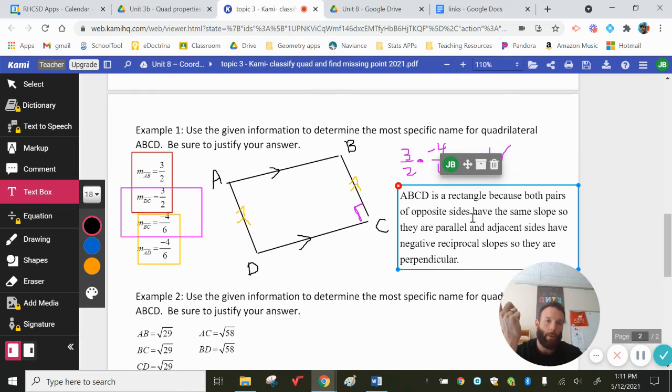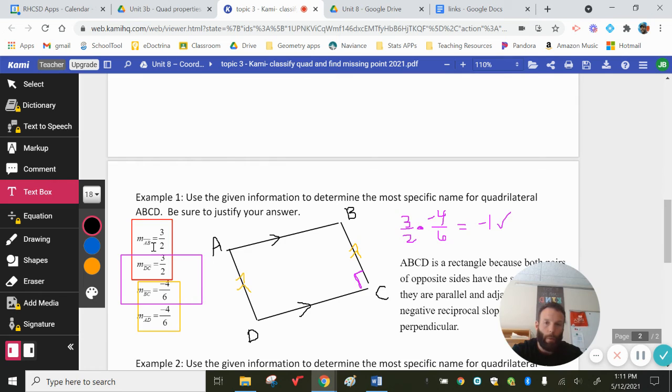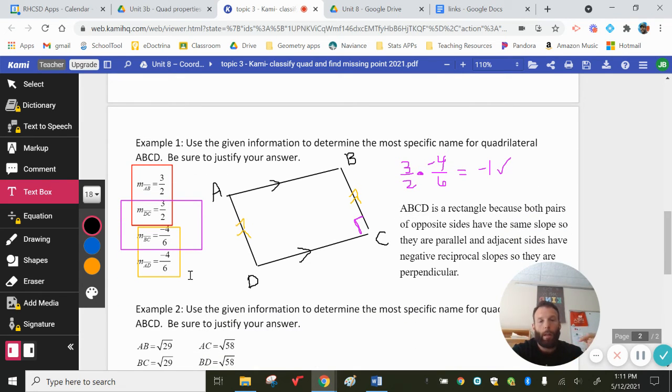It's not a square because I don't know the additional properties to make it a square. It doesn't have all sides congruent, or I don't know what other information it has. I can only use the information that I'm given to make the best choice possible.